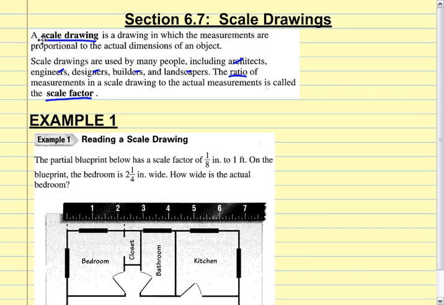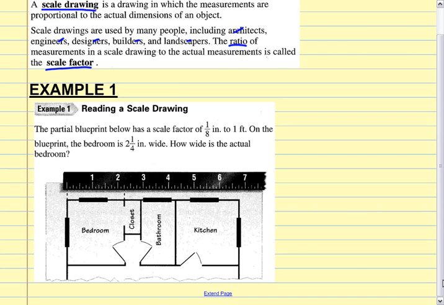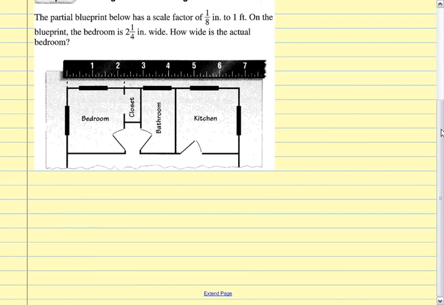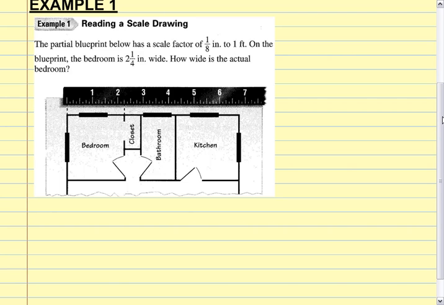Now, in example number 1, it says the partial blueprint below has a scale factor of 1/8 inch to 1 foot. They want me to write that as a fraction: 1/8 inch to 1 foot. That looks kind of weird, but that's okay. We got it for now.